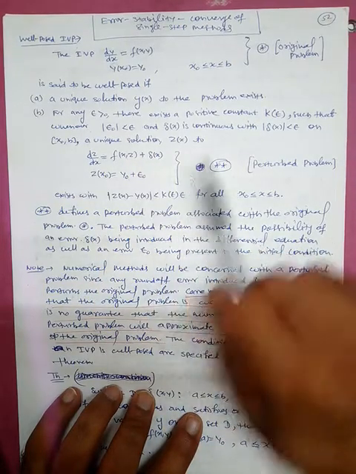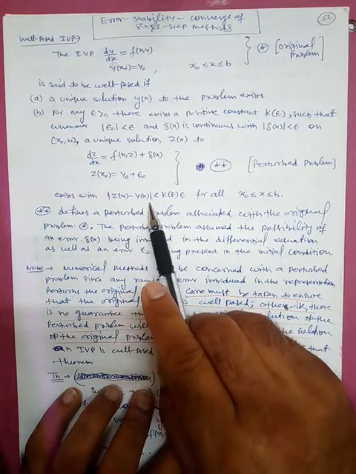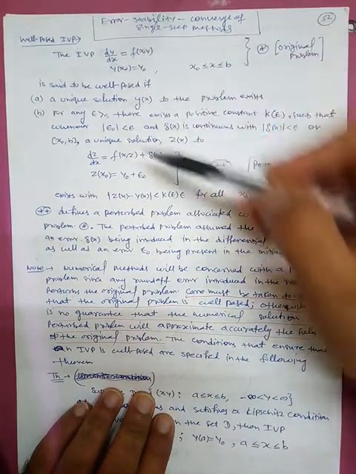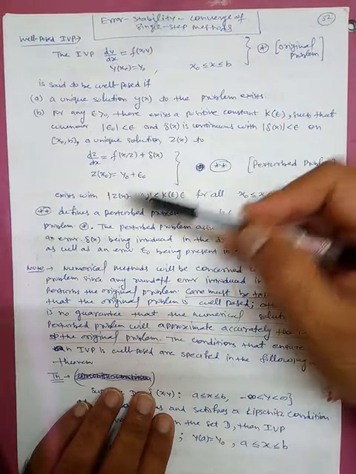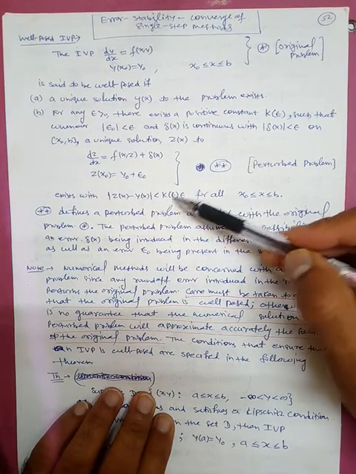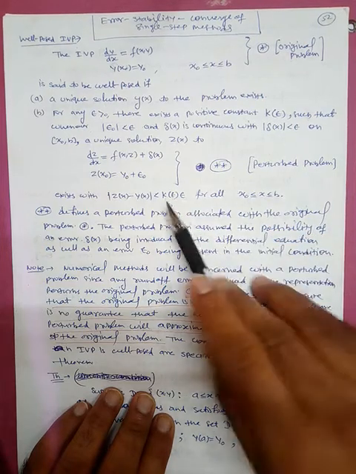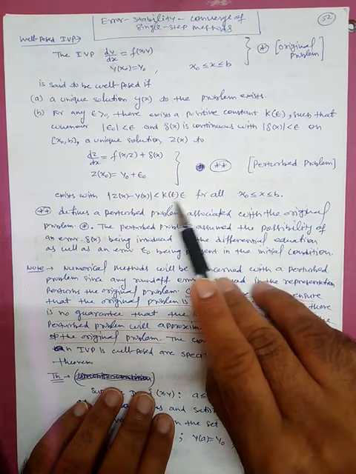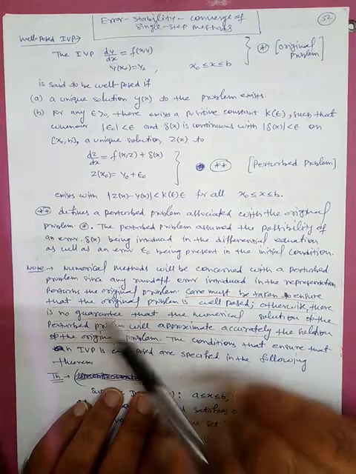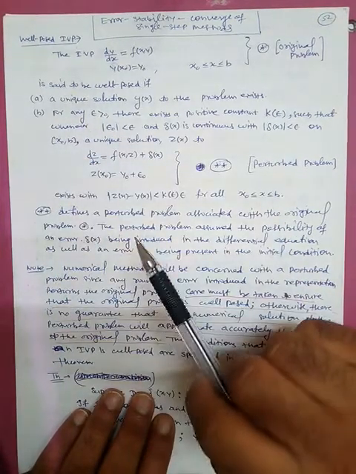This solution exists with the condition that the magnitude of z(x) minus y(x), that means the difference between the unique solution of the perturbed problem and the unique solution of the original problem, is less than k epsilon, where k depends on epsilon, multiplied by epsilon. Basically this is k into epsilon. Here, this shows only that k depends on epsilon. If so, then we can say that this problem is well posed.